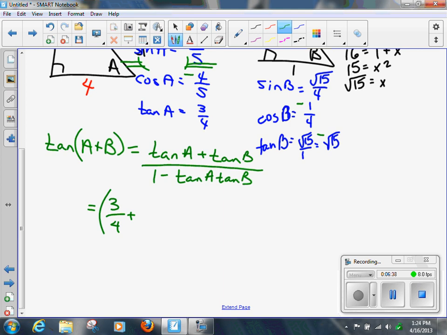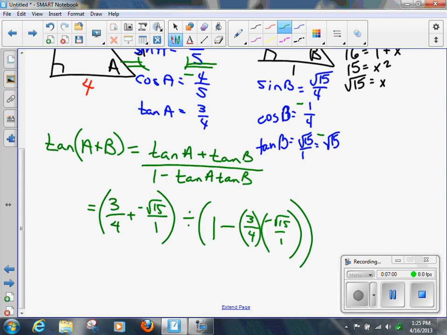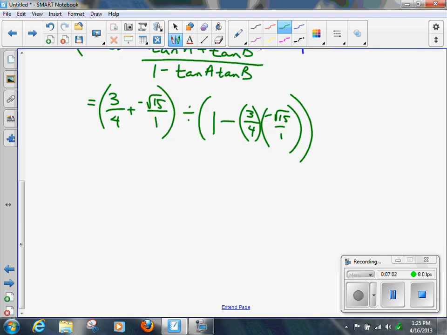Tangent of A is 3/4. Tangent of B is negative root 15. And I'm going to go ahead and put it over 1 because it's a fraction plus a fraction. You with me? Divided by 1 minus 3/4 times the tangent of B, which is negative root 15 over 1. Double parentheses. You with me?